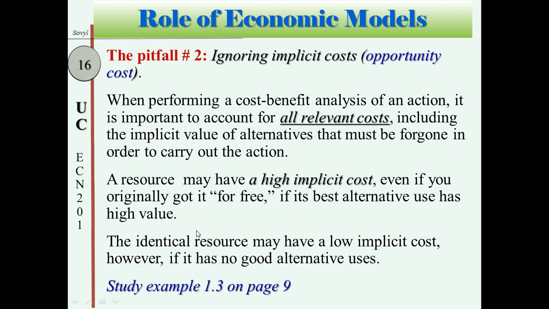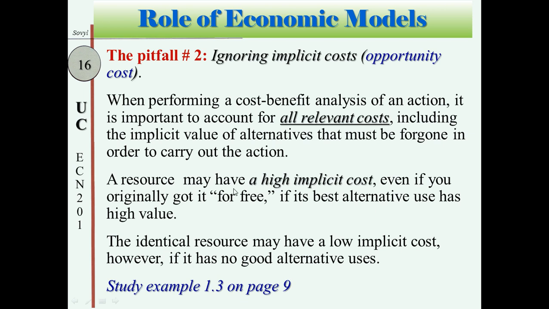Okay, so tell me. The other pitfall: ignoring implicit cost, or object cost. Maybe I talked a little bit earlier about object cost. When performing a cost-benefit analysis of an action, it is important to take account of all relevant costs. What does it mean, all relevant costs? The cost in terms of money and the cost in terms of not money. You need to cover all, including implicit costs, the values of alternatives that must be foregone in order to carry out the action. Implicit cost, that means this is an object cost.